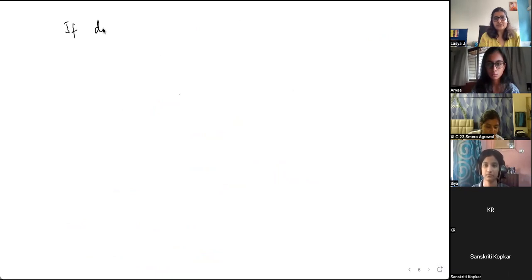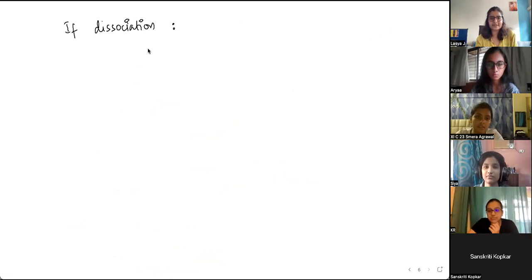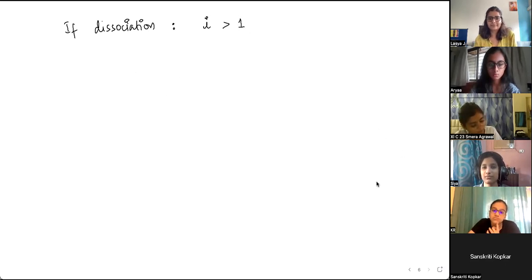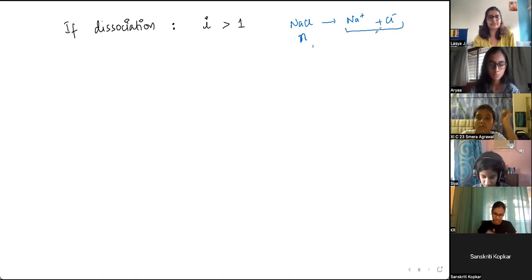If there is dissociation, what is happening to the number of particles? Is it increasing or decreasing? Increasing, right? So when the number of particles is increasing, the value of I will be greater than 1. So for example, if we have NaCl dissociating into Na plus and Cl minus, if I take n particles of NaCl, after dissociation how many total particles do I have?